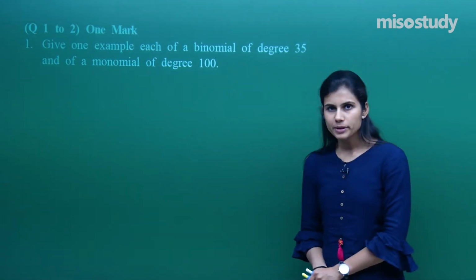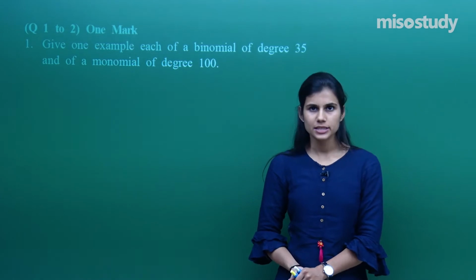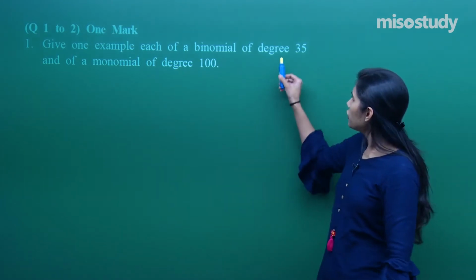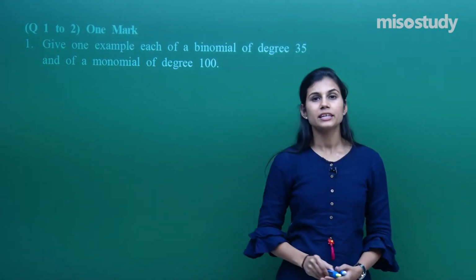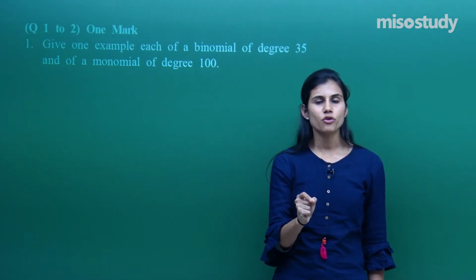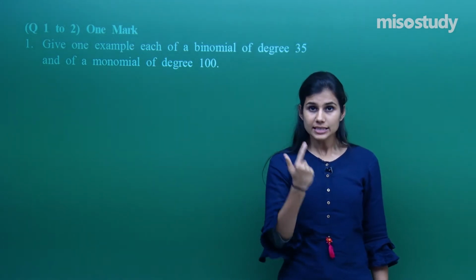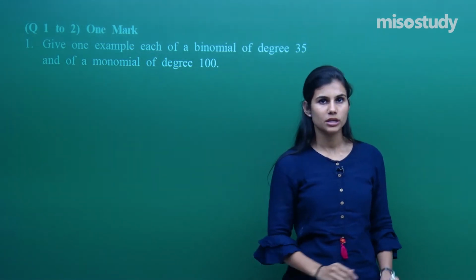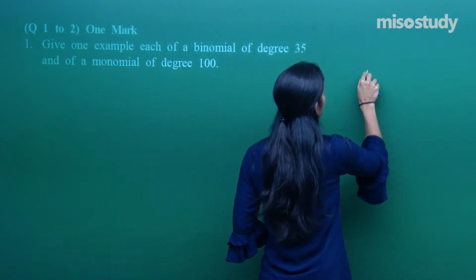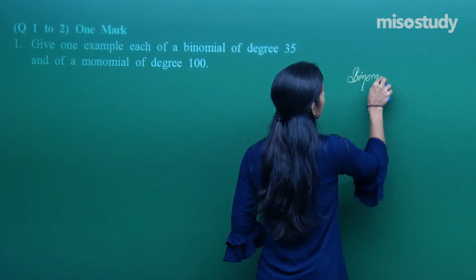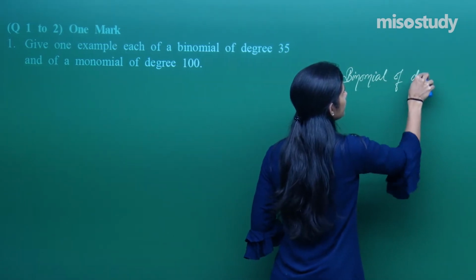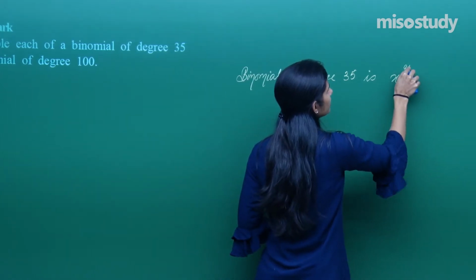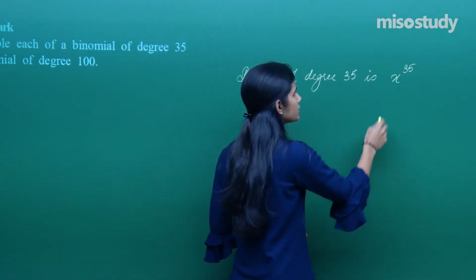When it's talking about a binomial, that means it has to have two terms, both consisting of the variable. And if the degree of that binomial expression has to be 35, that means the highest power of the variable has to be 35, with a non-zero coefficient. So, I can say a binomial of degree 35 is x to the power 35. It has a non-zero coefficient 1.